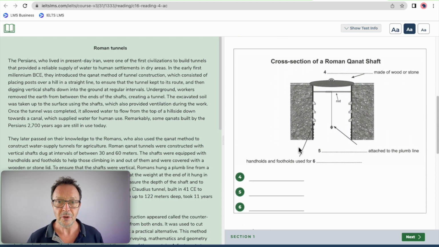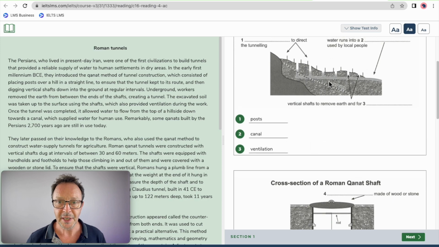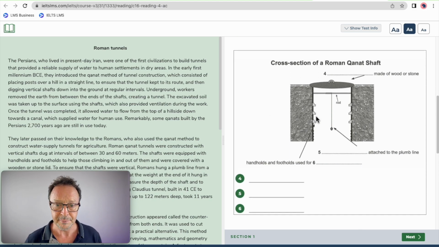Next section, cross-section of a Roman quinut shaft. So, cross-section, so they're talking about in here, I guess. It's good to get some context to make sure you understand it. Again, let's try and guess what these answers are. Something made of wood or stone. Now that, to me, looks like a lid, or a lid is the only thing I can think of.